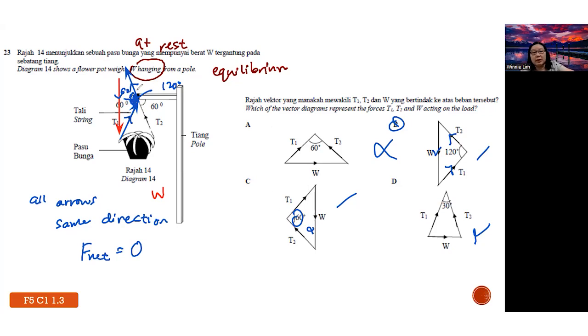Because in this topic, you can actually use scale drawing to obtain the answer. For example, they give you the weight, 10 Newton. So you can draw 10 cm, then you know the angle here. You measure, you lengthen this line until they intersect. Then you can actually find what T1 and T2 are as well.